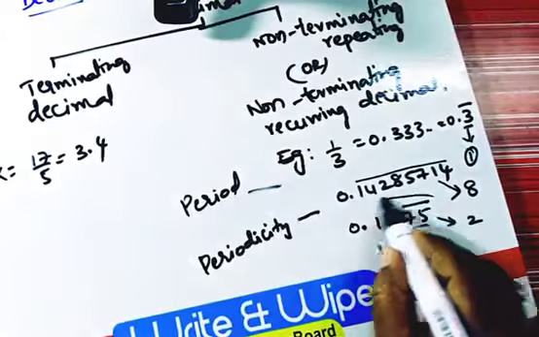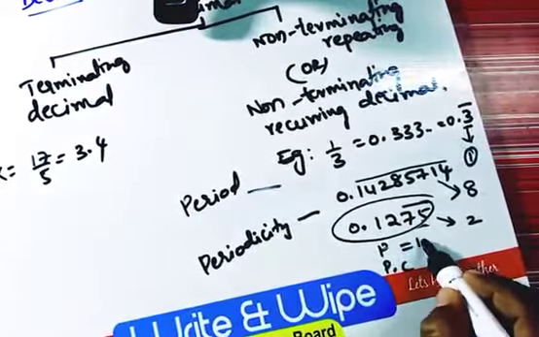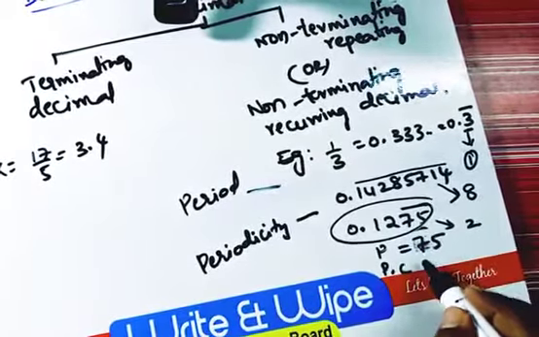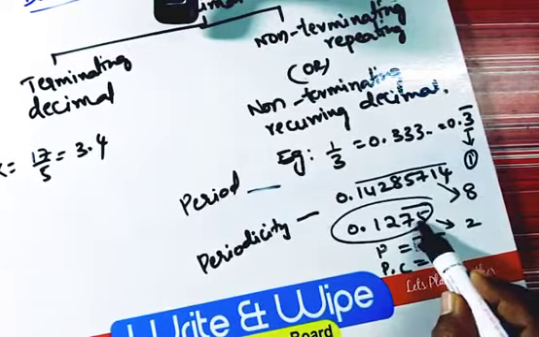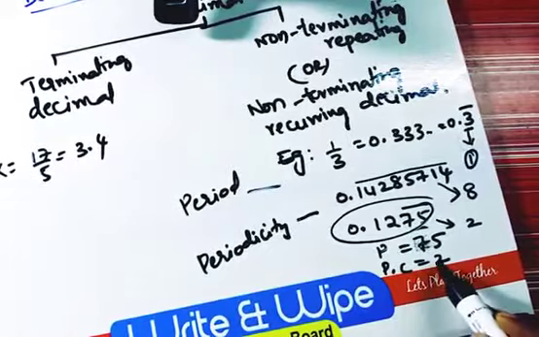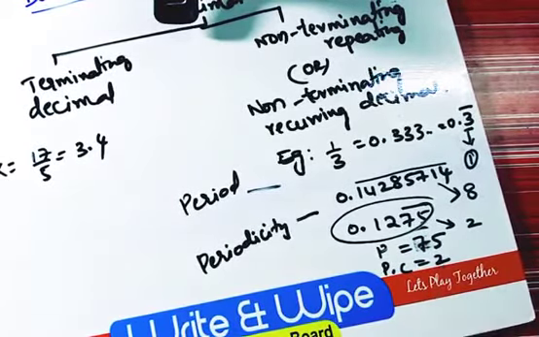For this example I am writing the period and the periodicity. The period is 75 and the periodicity is 2. So period means we write the digits under the bar, and periodicity means we write the number of digits under the bar. Here we have 2 digits, so you should write down 2.